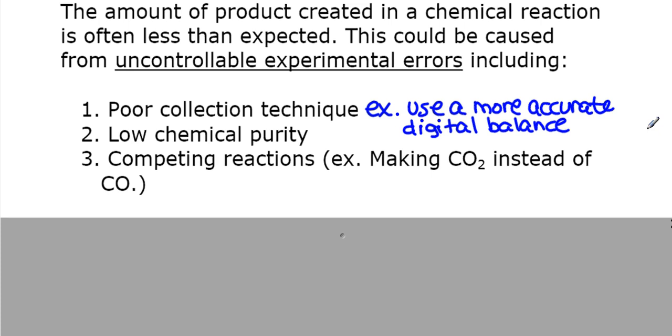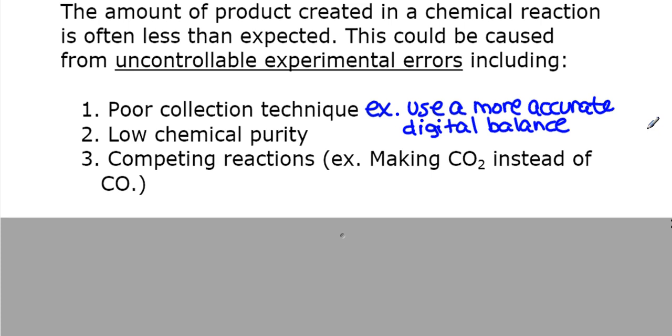A second uncontrollable experimental error would be something to do with the purity of the chemical. Chemicals have a shelf life, they need to be stored properly. There's different grades of chemicals you can buy from chemical suppliers. And often, if we are doing an experiment in class with percent yield, you don't get 100%, and some of those things come into play, but you can't control them.